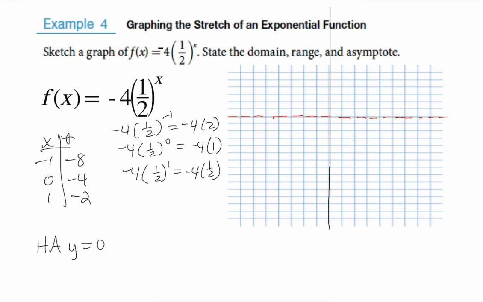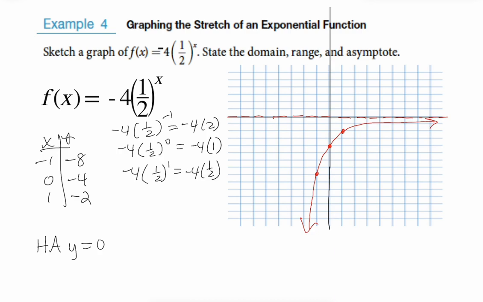So let's plug in our points. So at negative 1, we are down at negative 8. At 0, we are at negative 4. At 1, we are at negative 2. So our graph looks like that.